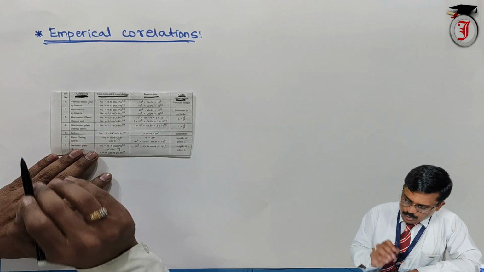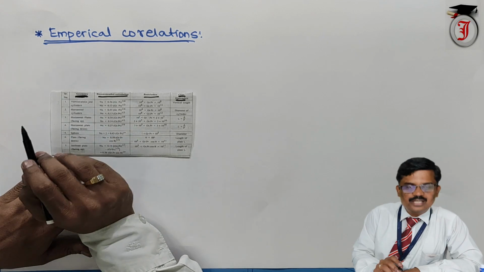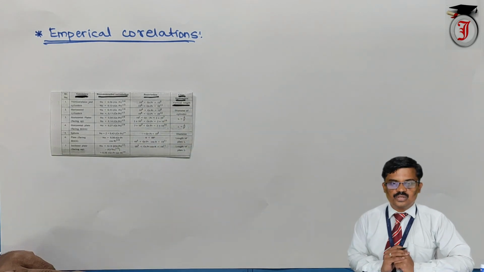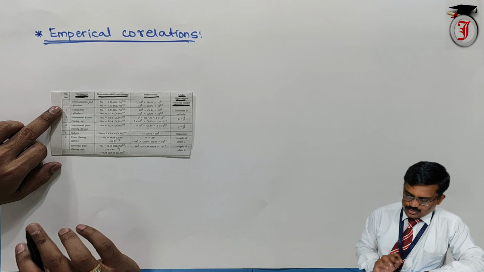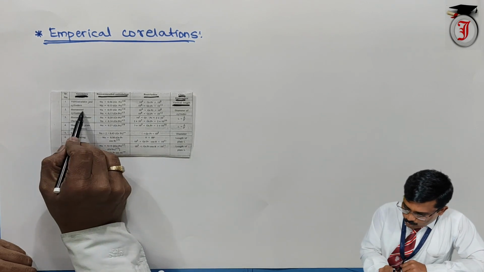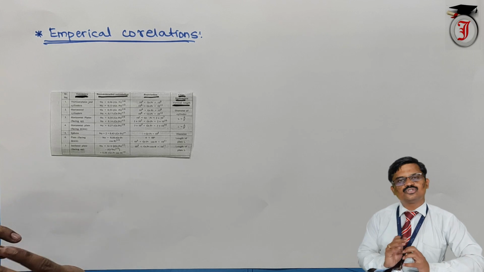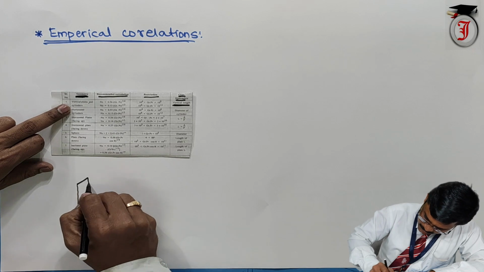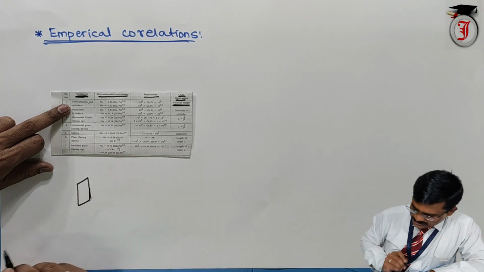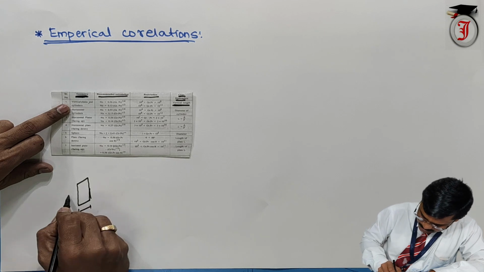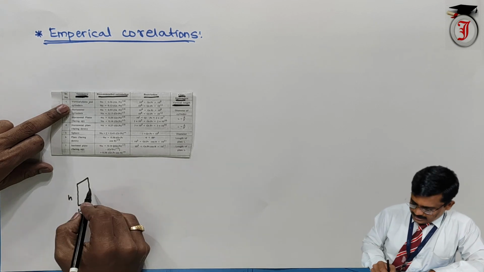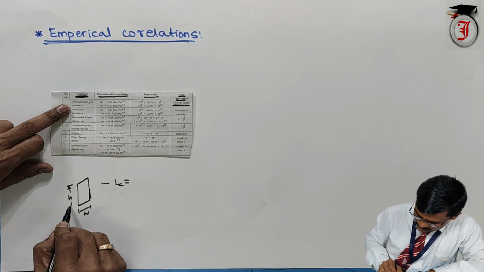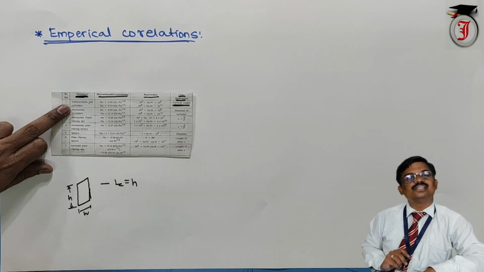Important: when a vertical plate or vertical cylinder is given, the characteristic length is its vertical length. Let us first discuss this. Suppose this is a vertical plate, with dimensions H and W. Then for this plate, the characteristic length Lc is equal to its vertical length, so the characteristic length is H.